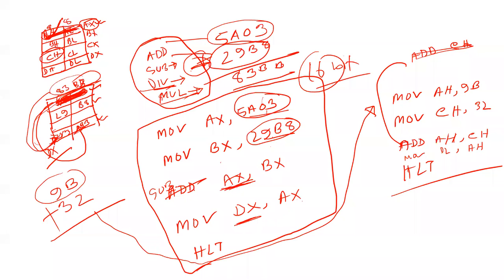HLT means high order and low order. High order 8 bit and low order 8 bit. And AX, this is the full 16 bit. If you use 16 bit, then AX. But if you use the high order 8 bit, this is AH. Or you use the low order 8 bit, AL. Both are 8 bit. Clear? Yes, sir.